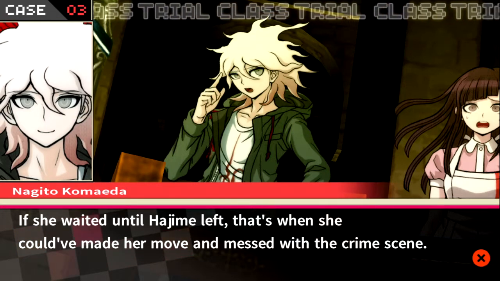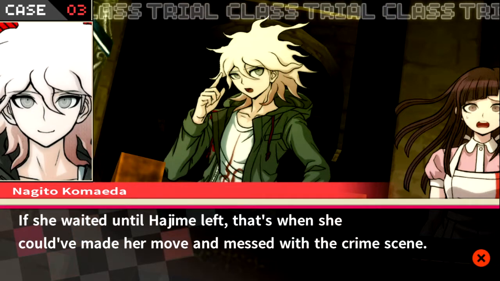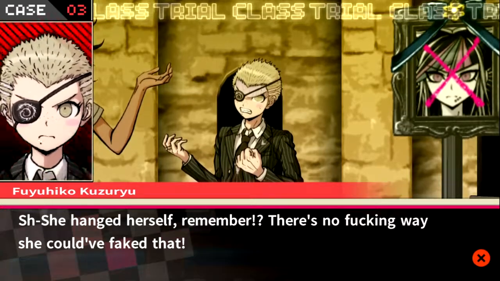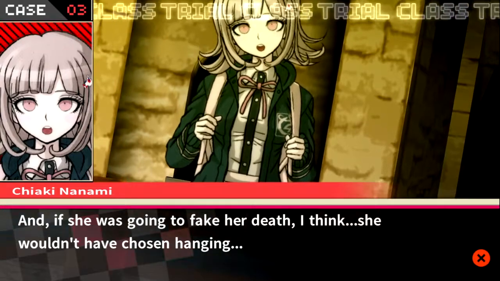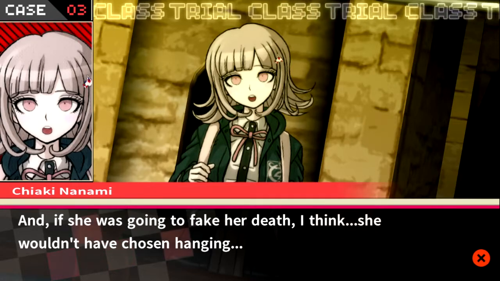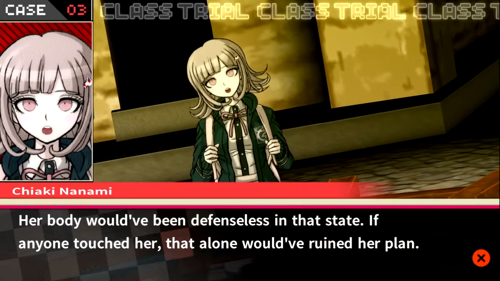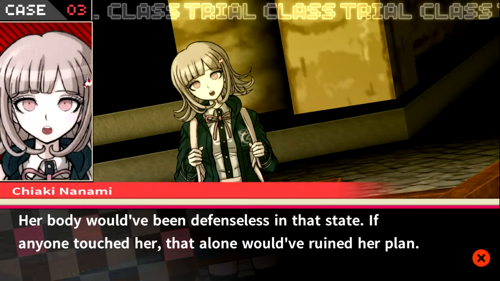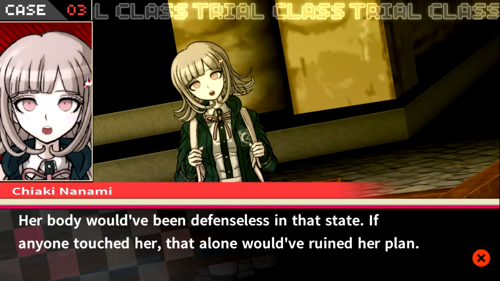This is awfully convoluted for somebody who was under the gullible disease. She hanged herself. Remember? There's no fucking way she could have faked that. And if she was going to fake her death, I think she wouldn't have chosen hanging. Her body would have been defenseless in that state. If anyone touched her, that alone would have ruined her plan. If anyone, like, you know, grabbed her legs and, like, bounced up and down, that probably would have ruined her plan, too.